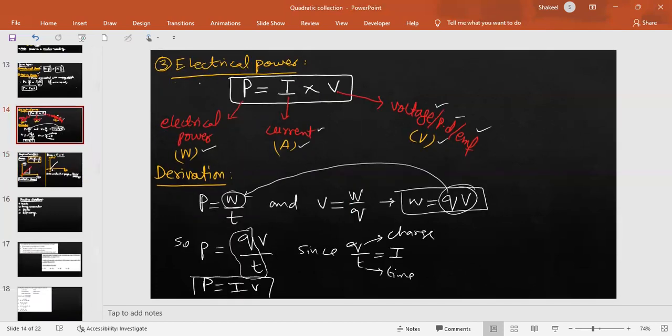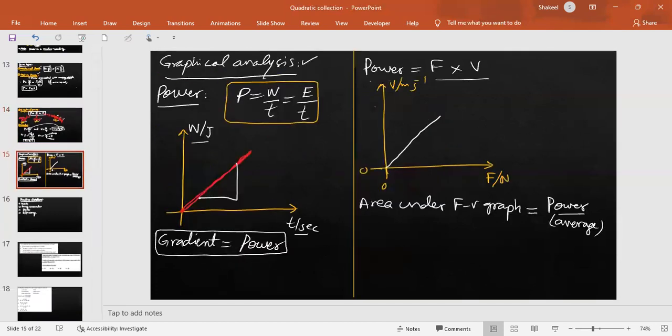Okay, so then we have to do the graphical analysis of power. It's quite simple. Mechanical power is work over time or energy over time. So if you plot a graph between work and time, and you have, let's say, a straight line, then if you find the gradient, that gradient gives you the power, because work over time is power.